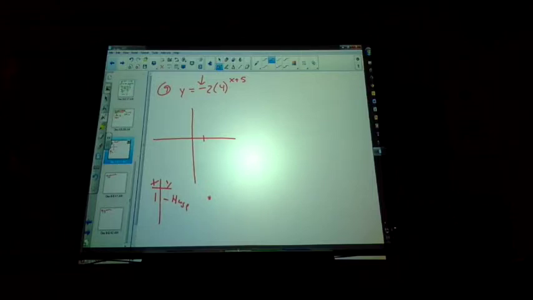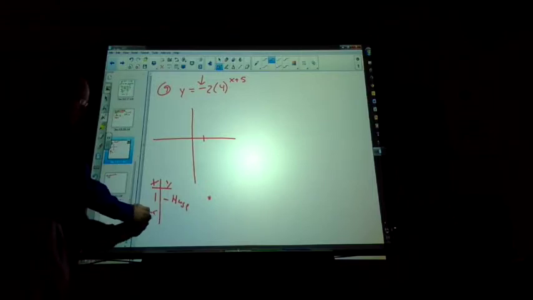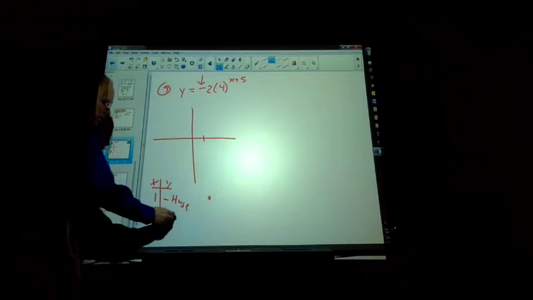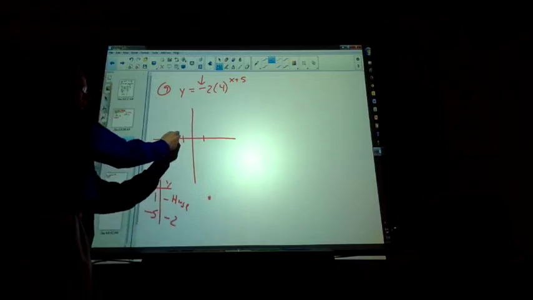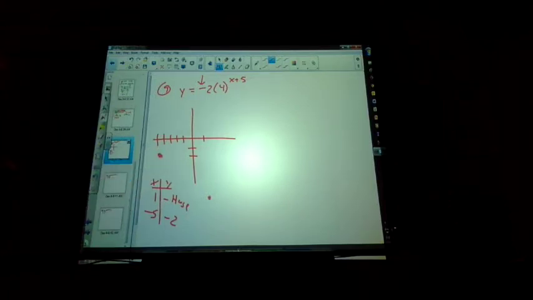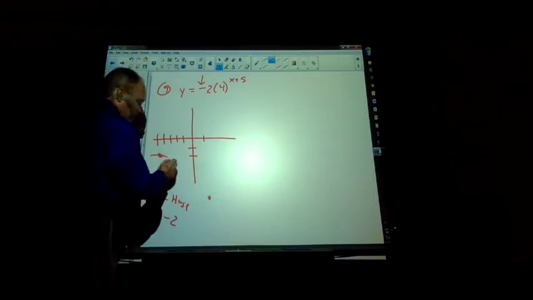If I plug negative 5 in, negative 5 plus 5 is 0, 4 to the 0 power is 1, 1 times negative 2 is negative 2, so negative 5, negative 2. X-axis. I just thought you were yelling at her. C. So this is doing something like this.